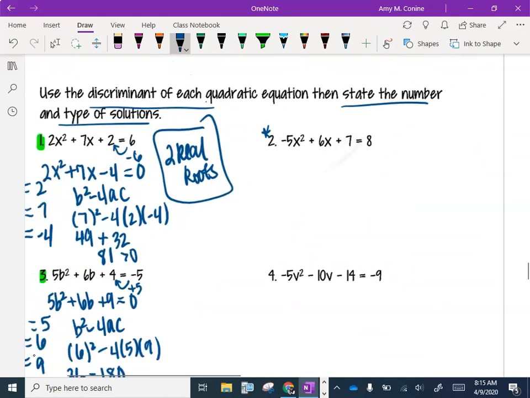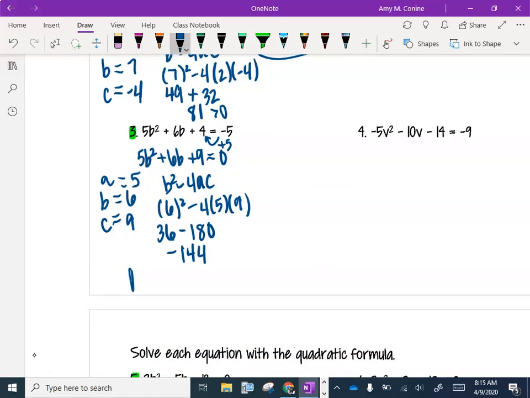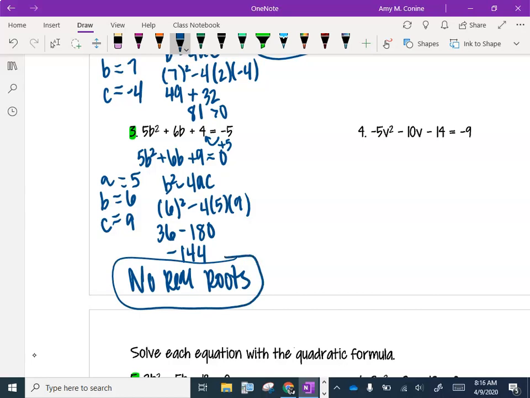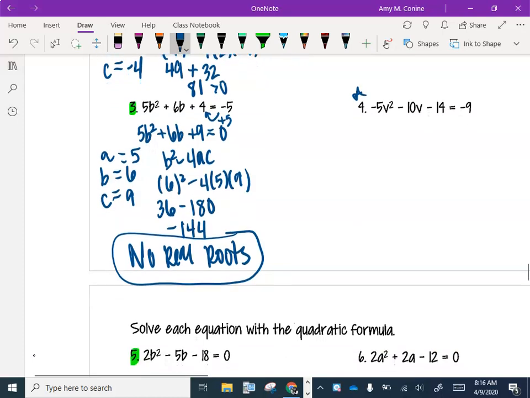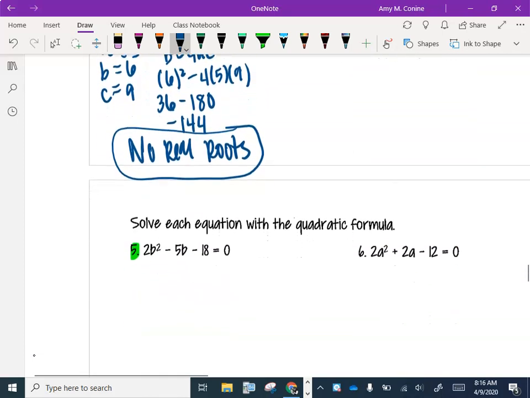So it's less than 0, which means I have no real roots. That means I would have 2 complex roots, which you don't need to write. You can just write no real roots, and that's the answer. Okay? So we're going to go down to this next section.